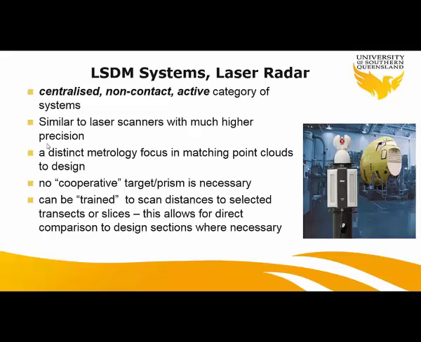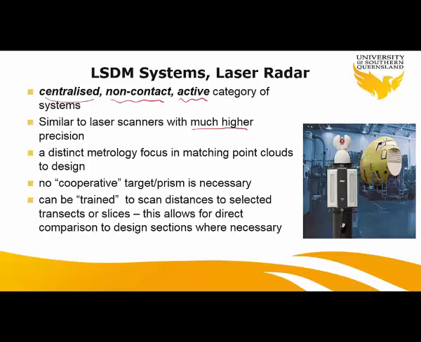It is centralized, again, a one-to-one measurement. The next system I'm going to talk about is laser radar. It doesn't need a target, so it's non-contact and it's active. It's using the laser beam, obviously, to go to the object and come back, and it can measure the distance and coordinates for the point. It's similar to a laser scanner with much higher precision.